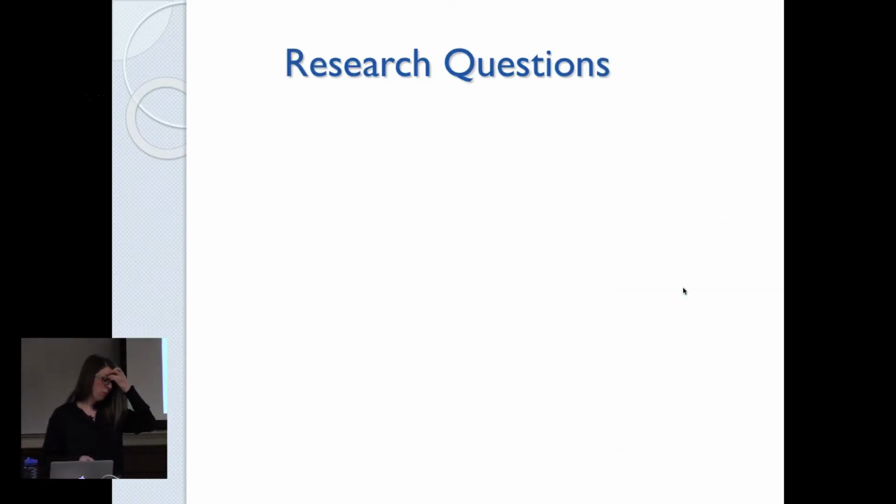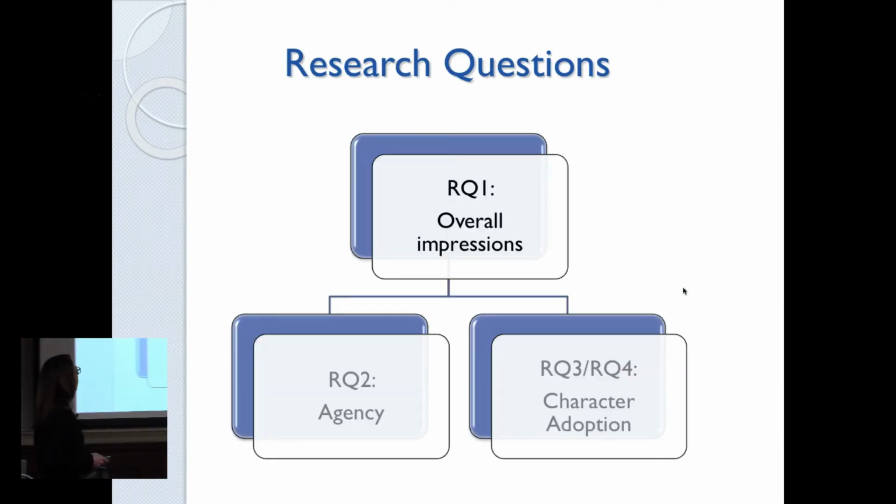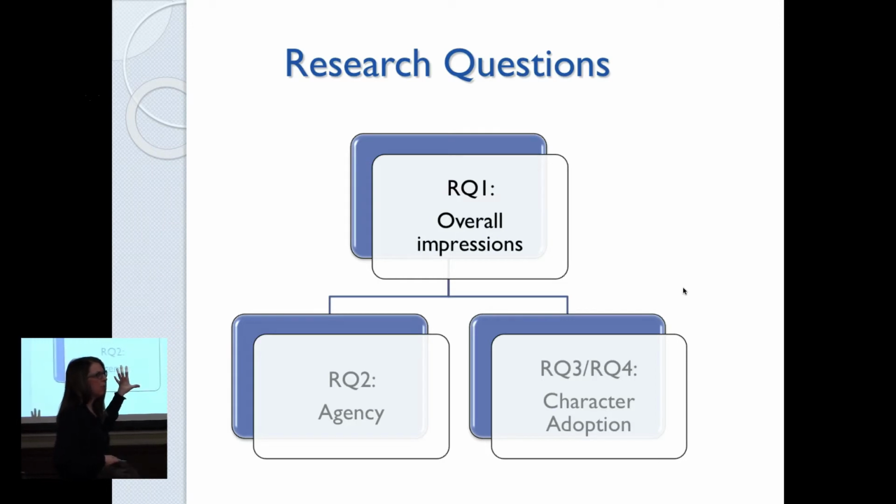Okay, so moving into my research questions. My first interest was their overall impression. So this was a new pedagogy. This was the first time implementing it in an intermediate classroom. So what were learners' overall impressions? So that was my first research question, sort of guiding the rest of my research.